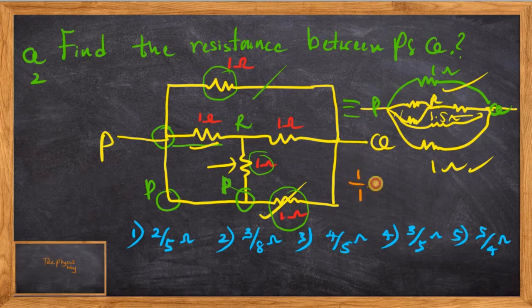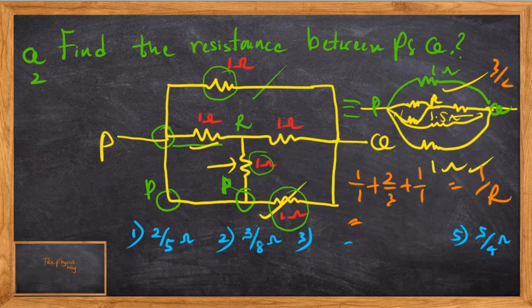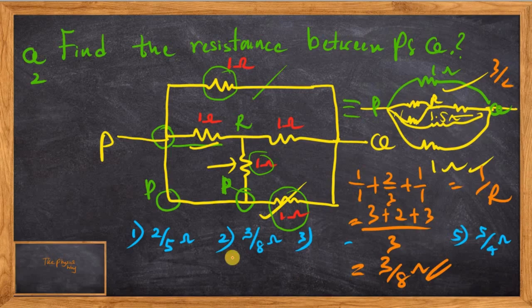It's 1 over 1 plus 1 over 1.5, which means 3 over 2, so reciprocal 2 over 3, plus again 1 over 1 equals 1 over R. Remember that the common denominator value will be 3. So here we get 3, here we get 2, again here we get 3, so the total value will be 8. So it's 3 over 8 ohms once we take the reciprocal value, right? So it's 3 over 8. It's the second answer.